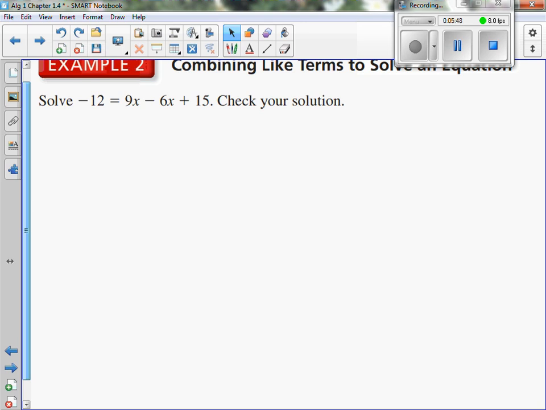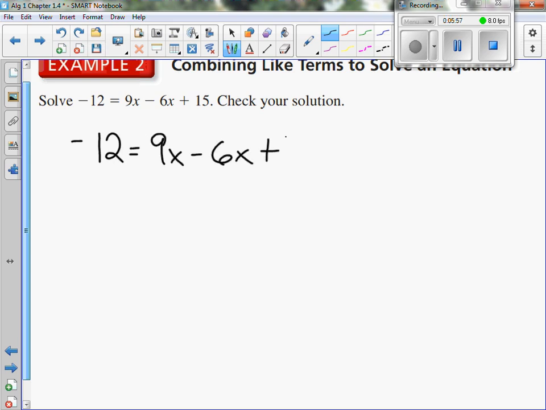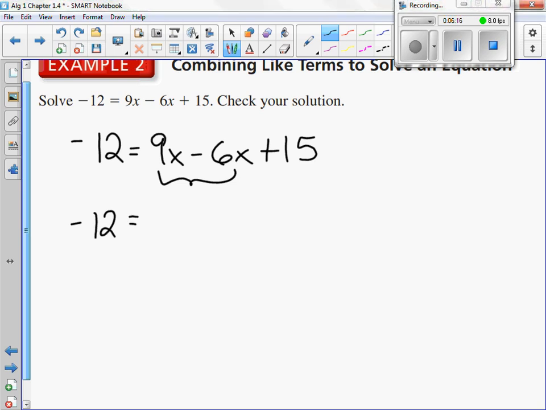Solve negative 12 equals 9x minus 6x plus 15. This one looks a little bit different. We have two x terms on the same side, don't we? Combine like terms. So we're going to combine those like terms. What is 9x minus 6x? It's 3x, because 9 minus 6 is?